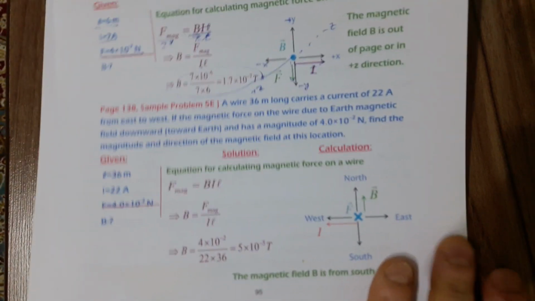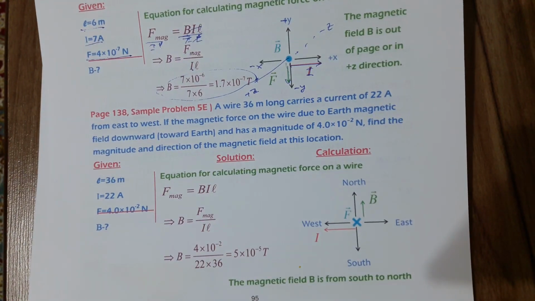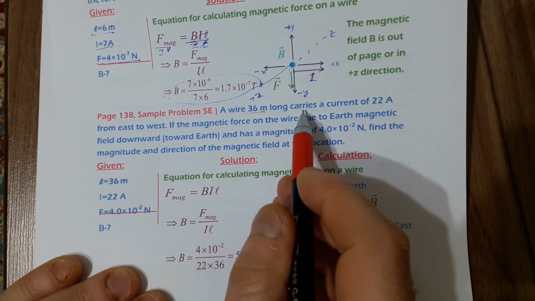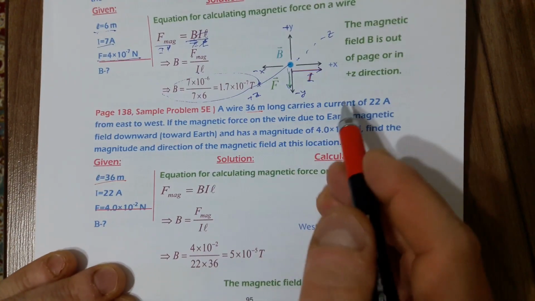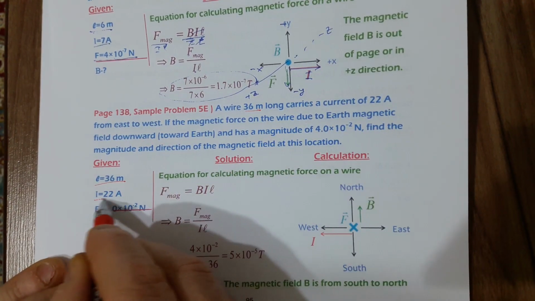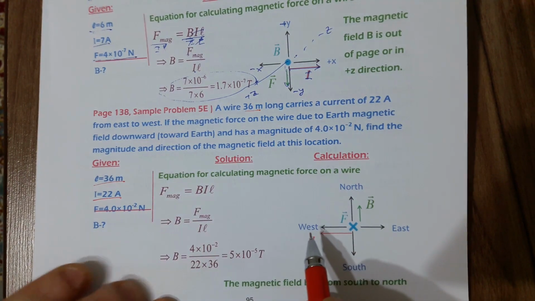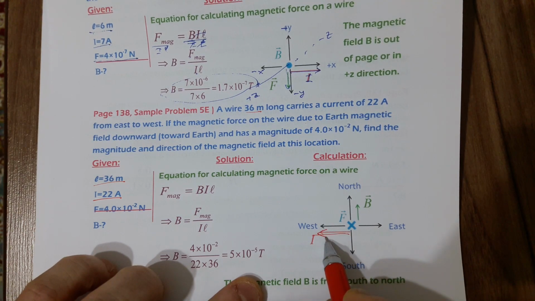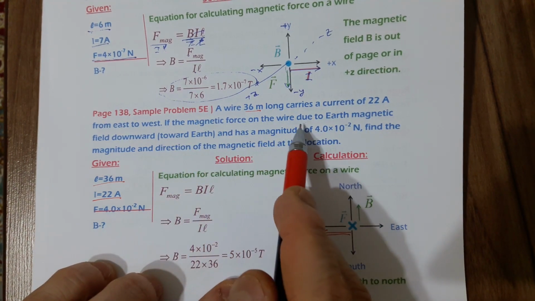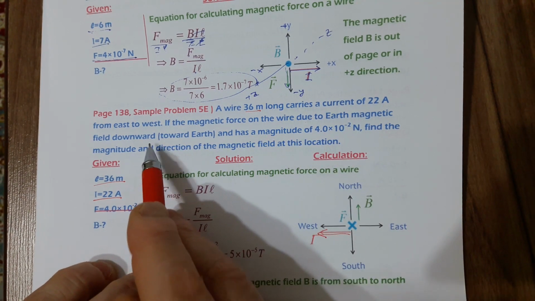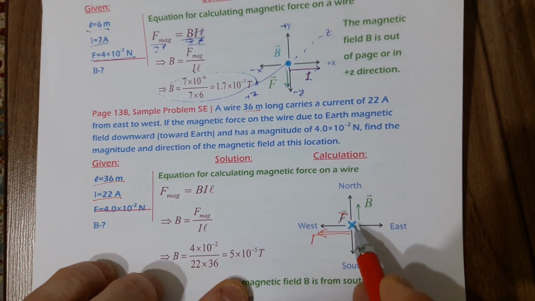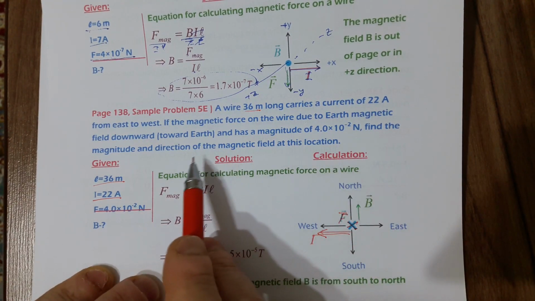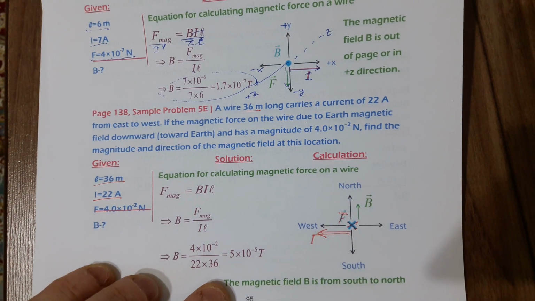Now let's solve the sample problem. It says that a wire of 36 meter length carries a current of 22 ampere from east to west. So I am showing the direction of the electric current from east to west. If the magnetic force on the wire due to the Earth's magnetic field is downward, so F is downward. Downward is into the page, which is cross. Calculate the magnitude and the direction of the magnetic field at this location.